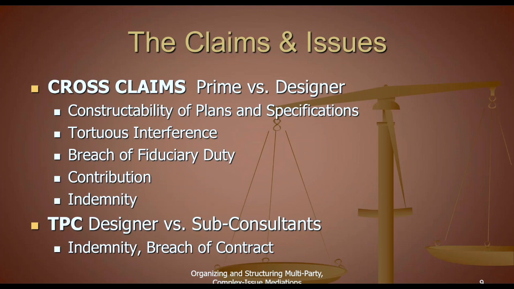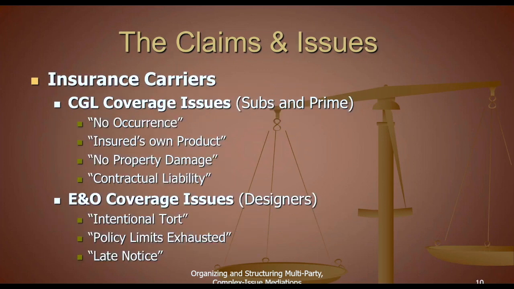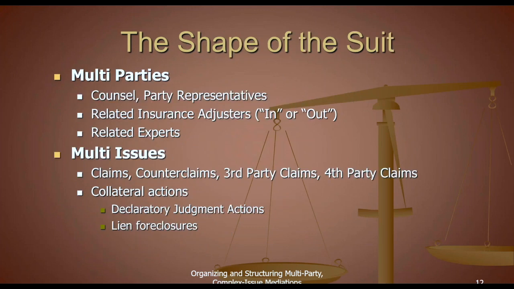Cross claims between the prime and the designer. You didn't give me constructible plans. You tortiously interfered with my work. You breached your fiduciary duty to monitor and to look after the job. You find the insurance carriers. It's really important to get the insurance in quickly as you're asking about this case. The surety's going to have issues there. Get them in. The excess carriers are going to have issues there.